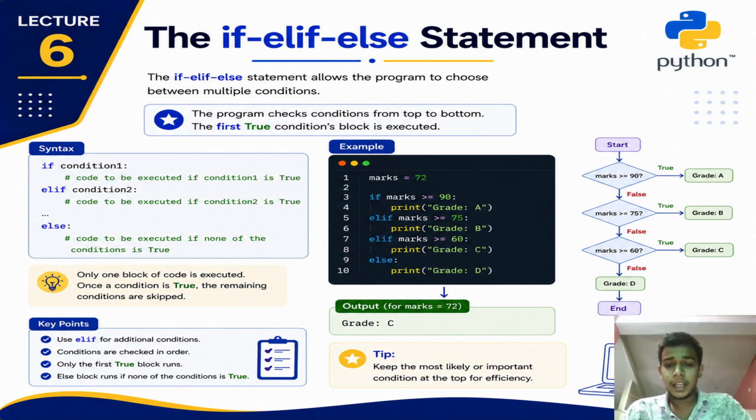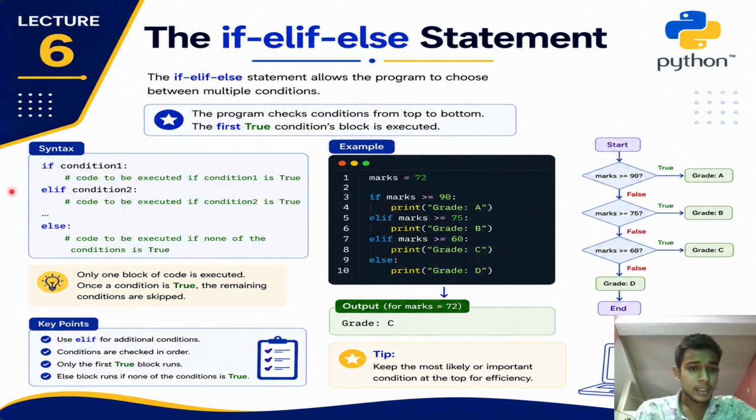For example, grading students. A student can get grade A, grade B, grade C, or grade D. Since there are multiple possibilities, using only if and else is not enough because they check only two conditions, true or false. This is where the elif statement becomes useful. The word elif simply means else if. It allows Python to check another condition if the previous condition was false. Let's first understand the syntax. This is the syntax.